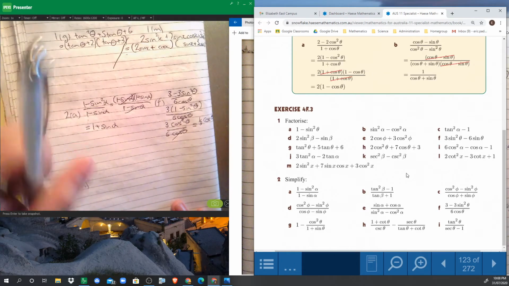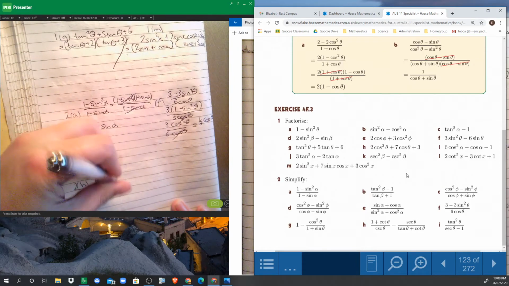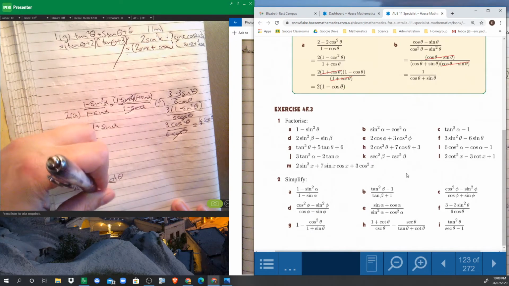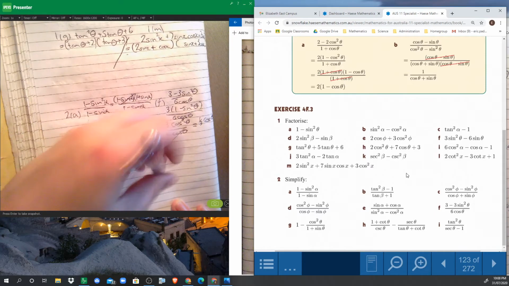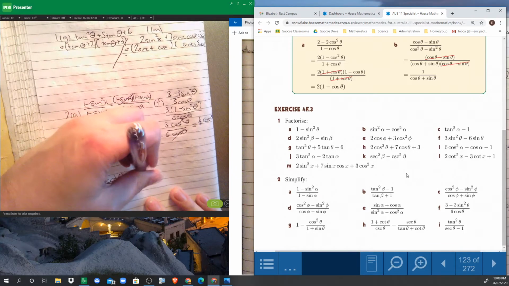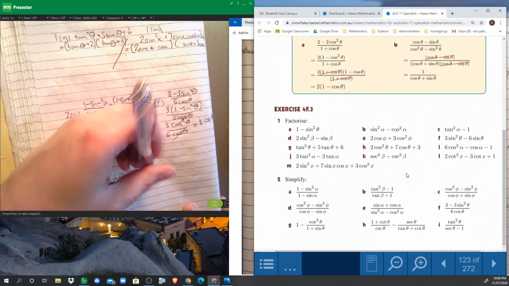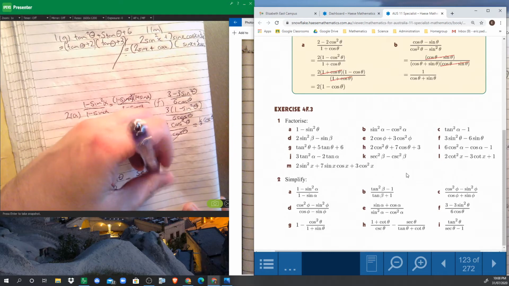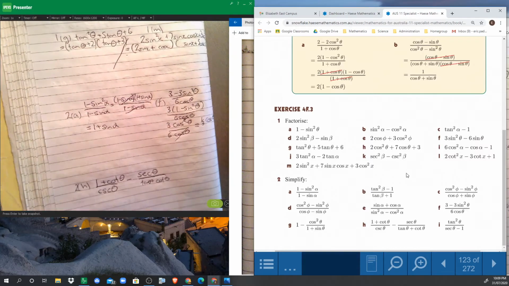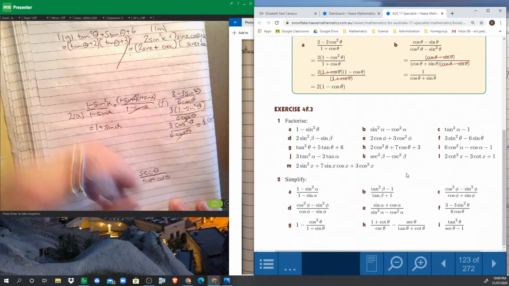All right, finally, let's do h. That looks a bit convoluted. 1 plus cot theta over cosec theta minus sec theta, over tan theta plus cot theta. Oh boy.